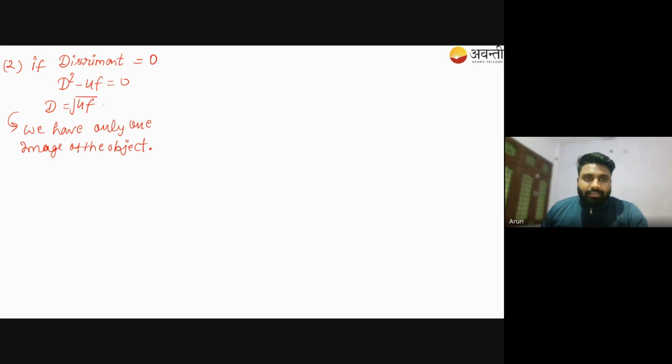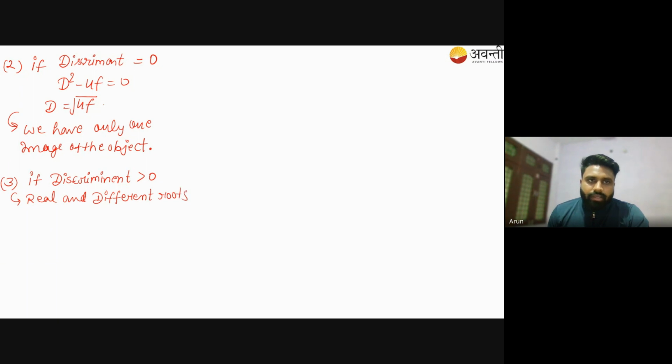Now, in the third case, what do we have in this? This method is important for your exam. So if the discriminant is greater than 0, this is the condition for real and different roots. And the previous one, discriminant equal to 0, is the condition for real and equal roots. Got it?